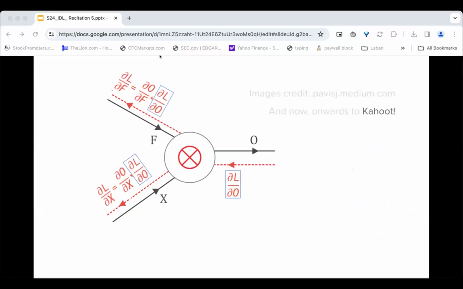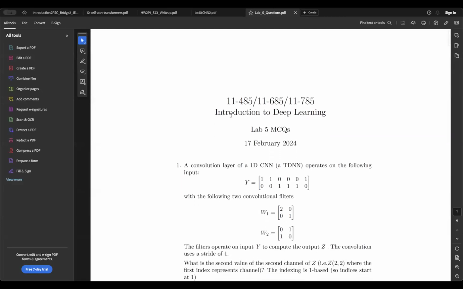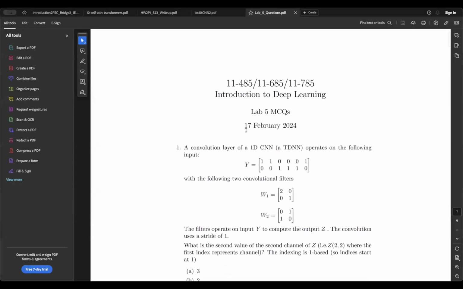And now Dennis is going to take over for Kahoot. All right, let me share my screen. Okay. So we couldn't set up the Kahoot because it only allows 10 participants. So we decided to have the questions in the form of a PDF. Here I'll give you a couple of minutes to work through this question, and then after that we can work through it together.